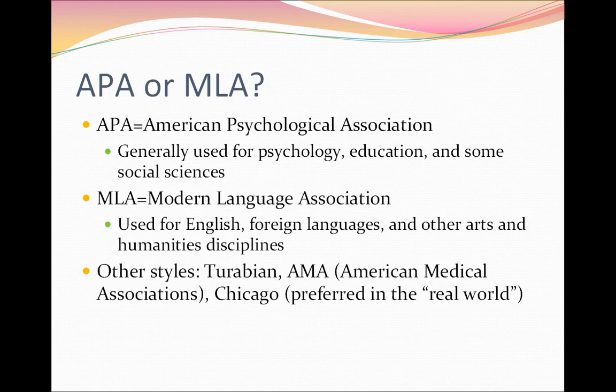Alright, so APA, the American Psychological Association, is generally used for psychology, education, and some of the social sciences. MLA is what's used in English and foreign languages. Other arts and humanities use MLA. And then there are other styles like Turabian, the American Medical Association, and Chicago, which is preferred in the real world, as in if you're going to publish something in a journal, then you'd usually use Chicago.